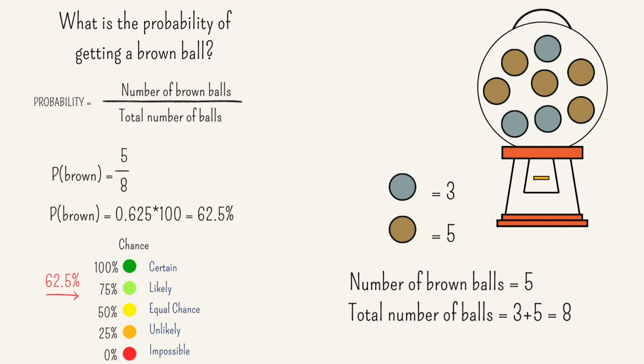Then the next step is to use the formula. The probability will be the number of brown balls divided by the total number of balls. In other words, the probability of selecting a brown ball is 5 divided by 8. The result as a decimal is 0.625. And if you multiply by 100, you will get the result as a percentage equal to 62.5%. It means there's a 62.5% chance or likelihood of selecting a brown ball from the vending machine in a single pick. The chance of selecting a brown ball would be higher compared to selecting a gray ball.